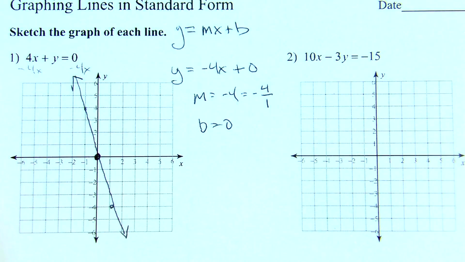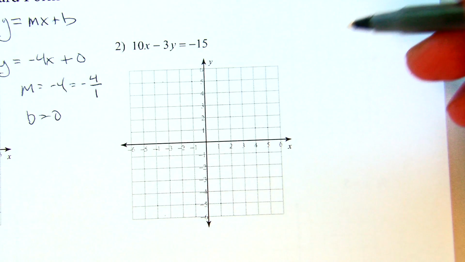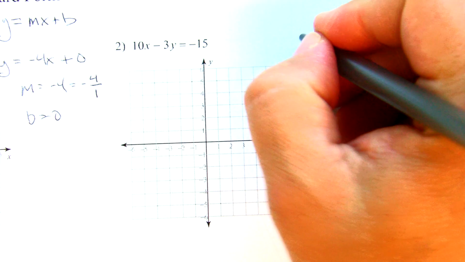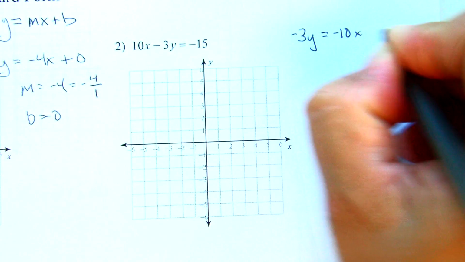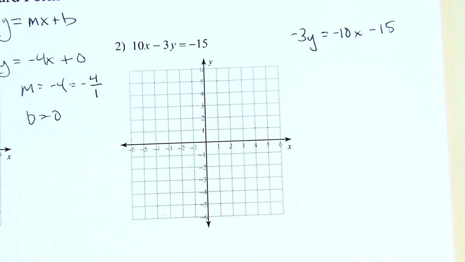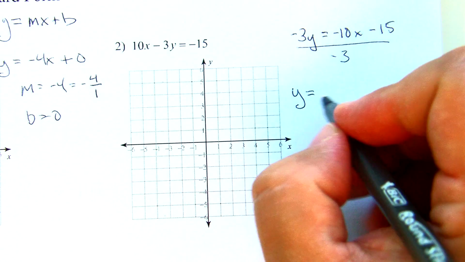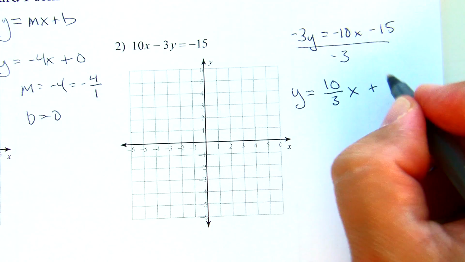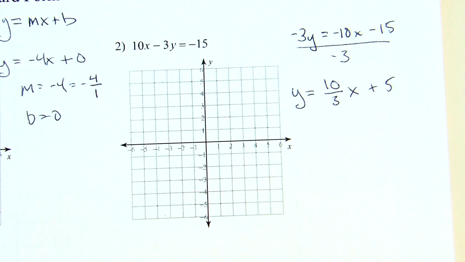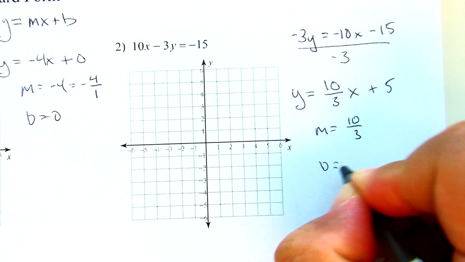So these can be relatively easy, like this one. They can get a little bit more complicated. If we look at number 2 over here, what are we going to do? Well, we want to get y by itself, so we'll subtract 10x from both sides, and that gives us negative 3y equals negative 10x minus 15. Divide the whole thing by negative 3, so we get y by itself. So y is going to be negative 10 over negative 3, and a negative over a negative is a positive, so 10/3 x plus 5, since negative 15 divided by negative 3 is 5. So our slope is 10/3, and our y-intercept is 5.